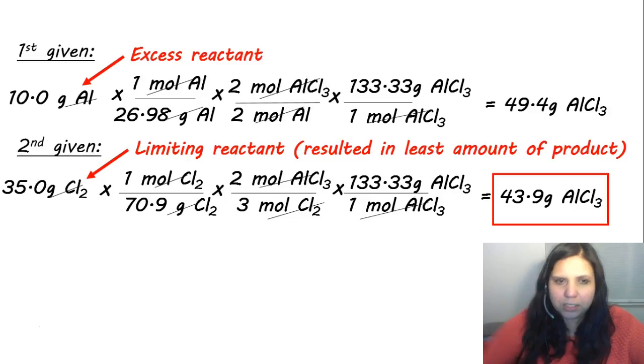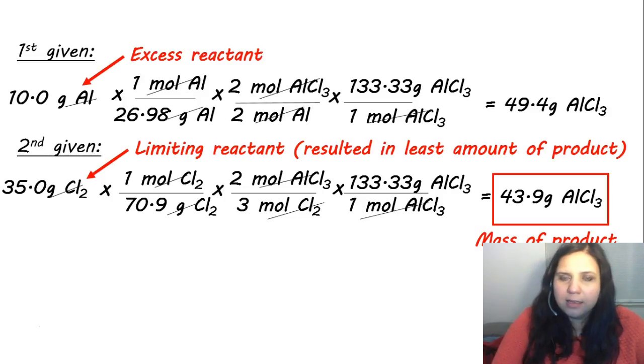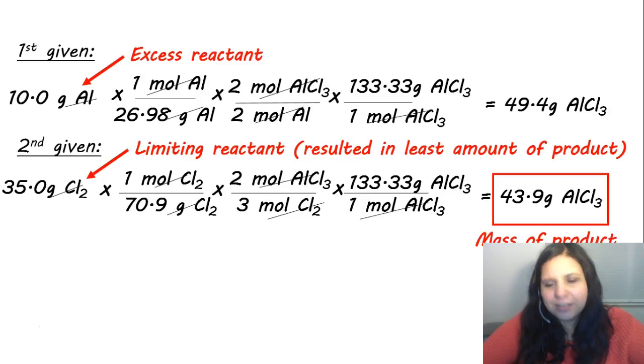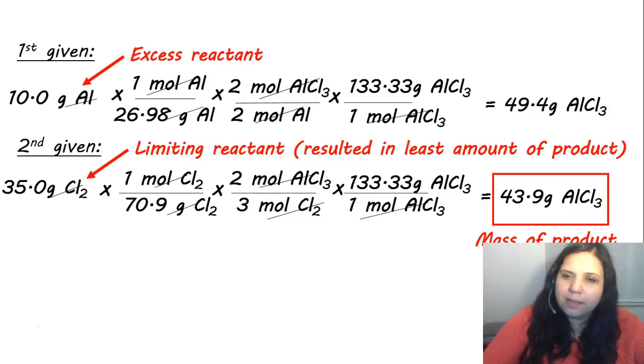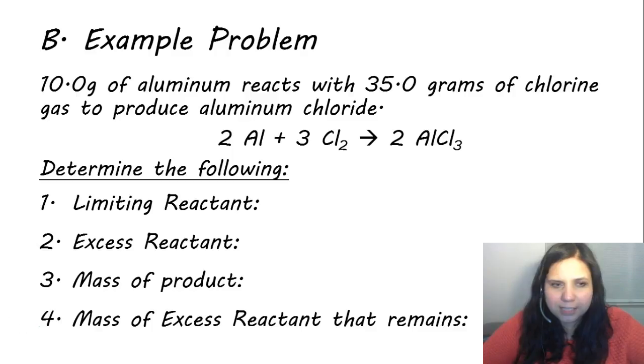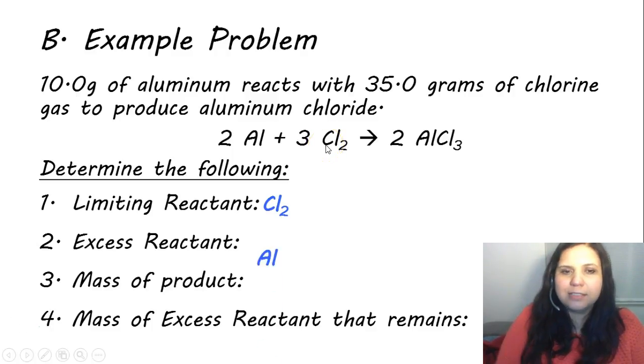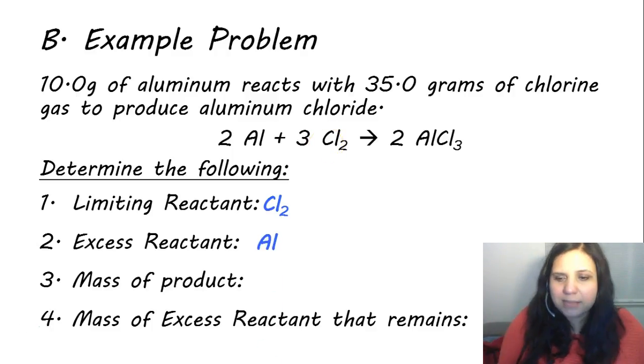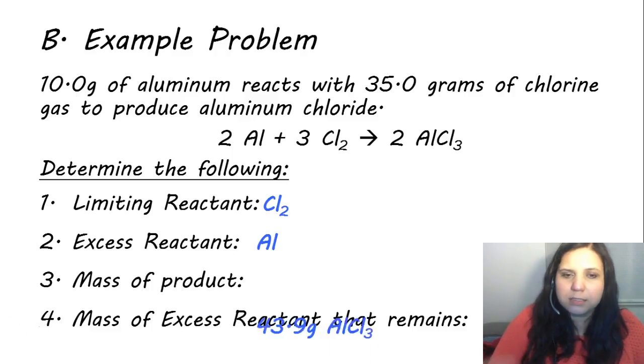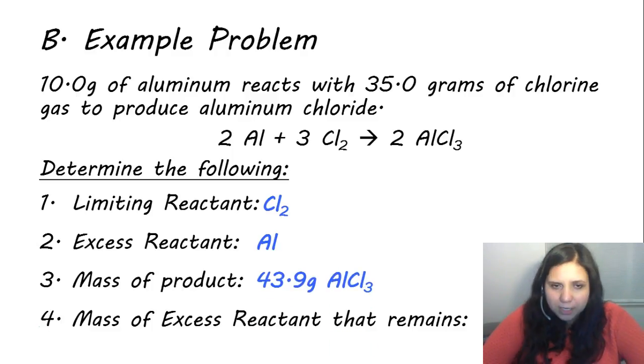So lots of information. Let's go ahead and write that down. That's the mass of product. And then we'll just compile that information into this. The limiting reactant was chlorine. Remember, chlorine is one of the reactants on the reactant side. I couldn't say it was aluminum chloride. You have to remember it's the thing that gave you the product, and that was chlorine. The excess reactant is the other, aluminum, and the mass of product was the least between those two answers. So it was 43.9 grams of aluminum chloride.